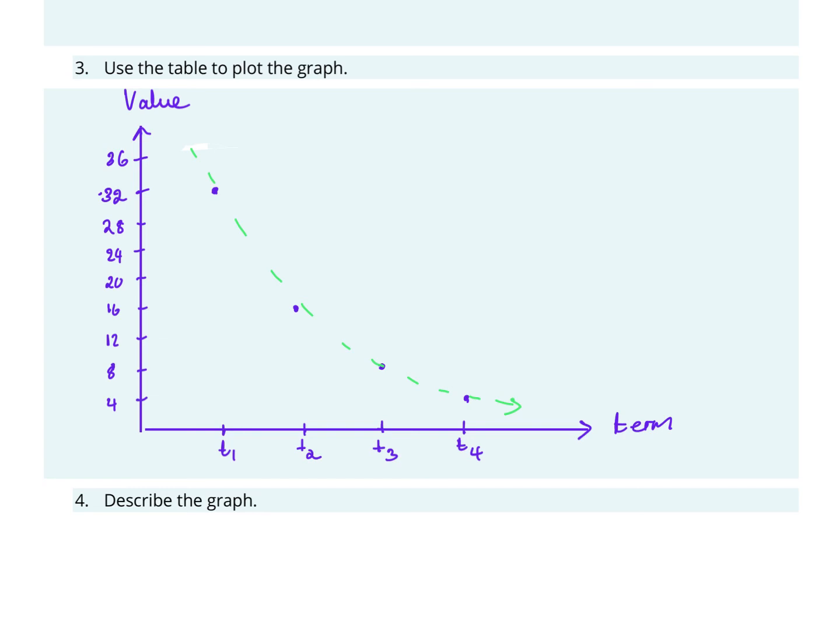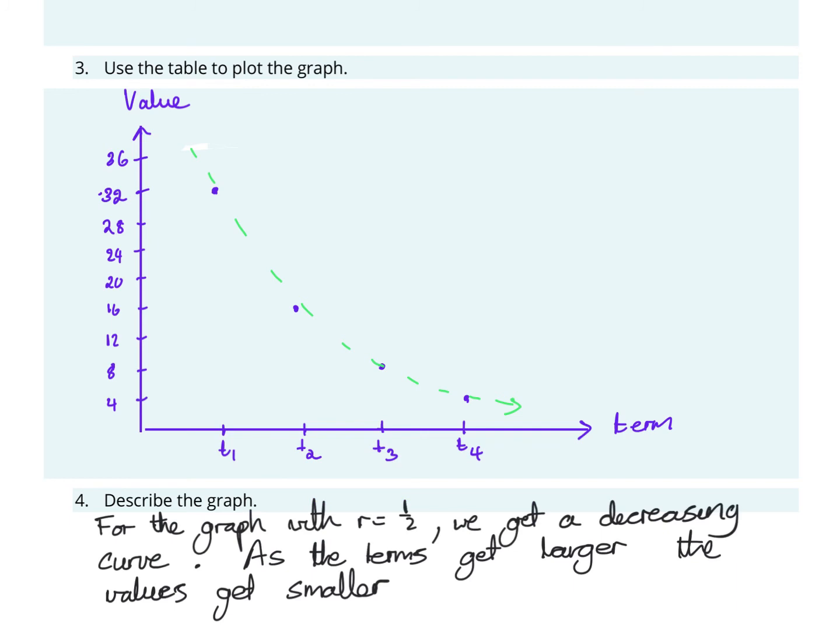So in part 4, where it's asking us to now describe the graph, for the graph with R equal to a half, you can see that it is a decreasing curve, and as the terms get larger, the values get smaller. So that is how we would go about describing that graph. It is a decreasing curve. We always include our R value, and we talk about it in terms of term and value.